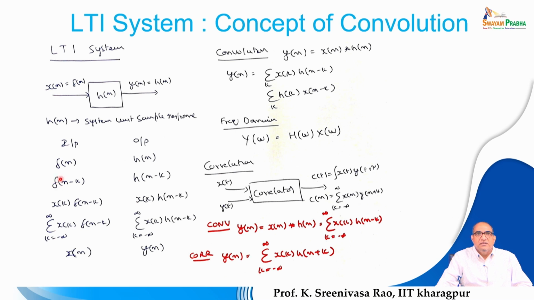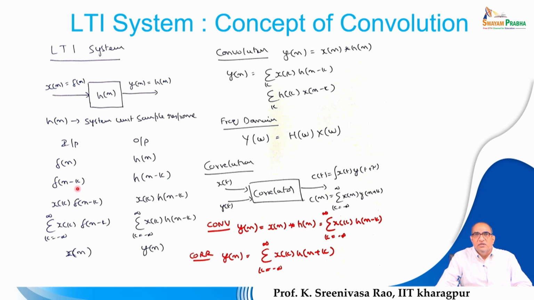Then, instead of delta of n, I am shifting the unit sample by k units, or k instants, in the positive direction, giving delta of n minus k. We have seen that delta of n minus 1 is the unit sample at n equals 1. Likewise, delta of n minus k means the unit sample at n equals the kth instant. For a unit sample the output is h of n. Therefore, if you shift the unit sample by k instants, for delta of n minus k the output will be h of n minus k, since it is an LTI system.